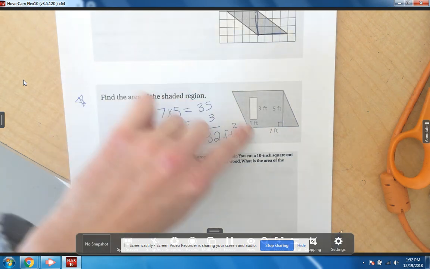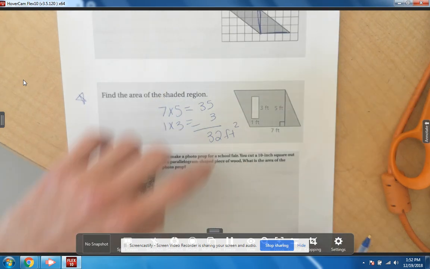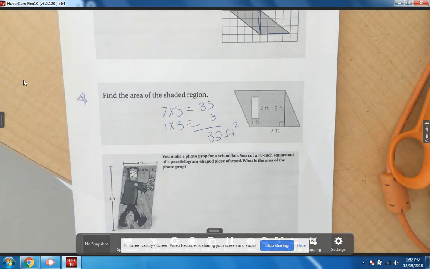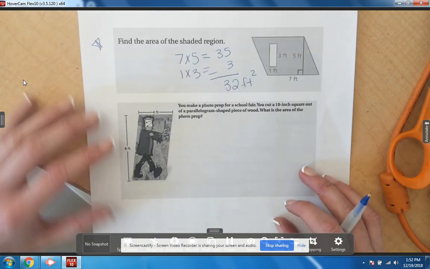Okay, so you find the area of the big parallelogram doing base times height, the area of the little rectangle doing length times width, and then you subtract them. You're going to try this one.